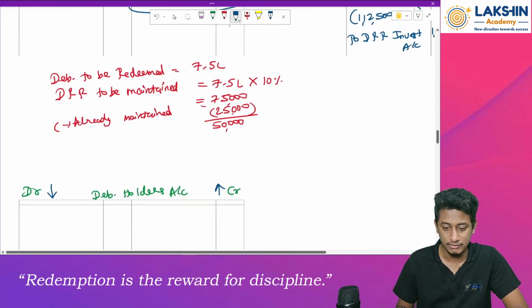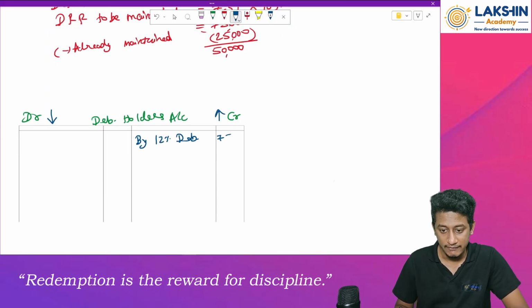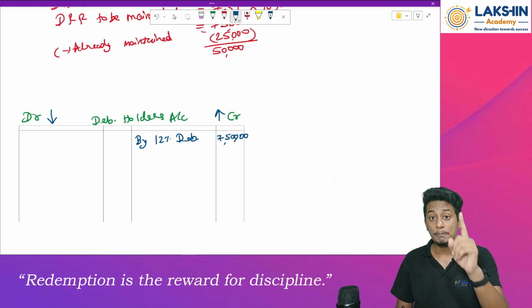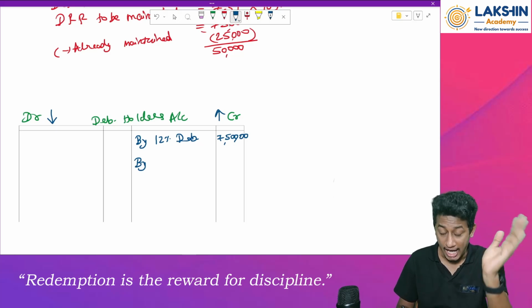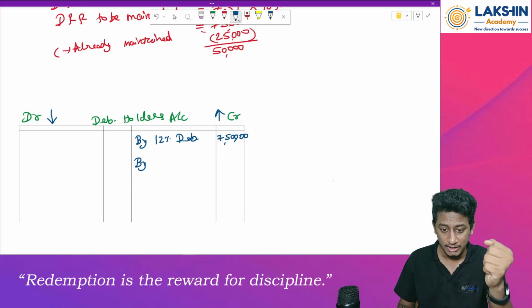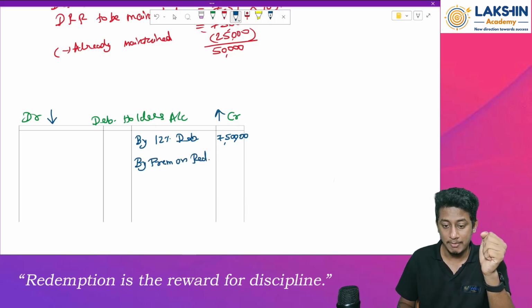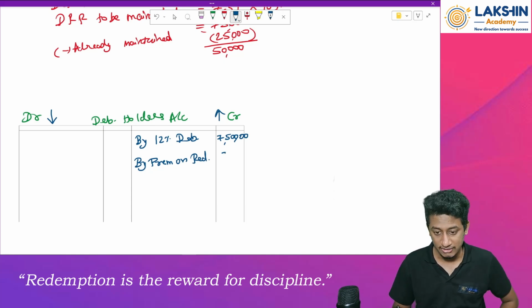What are the percentages? 12%. So by 12% debentures, how much rupees? 7,50,000. Then they have to be paid what? With premium. So I need to increase the balance more because I am paying them with what? Premium of 10%. Right? So by premium on redemption, how much? Rupees 7,50,000 into 10%. That is 75,000.